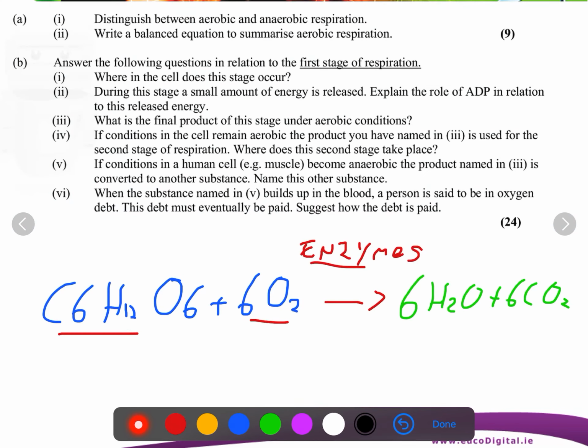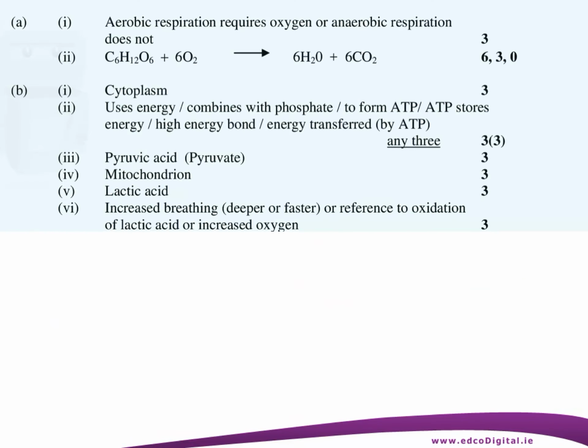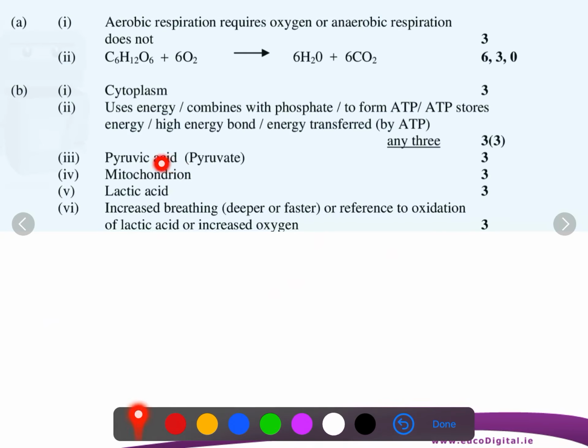Okay, back we go. What is the final product of this stage under aerobic conditions? We have now made our ATP, we've released that. So our final product is our pyruvic acid or pyruvate. That's the final product of glycolysis.